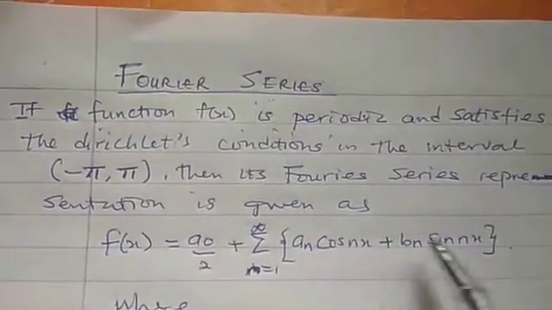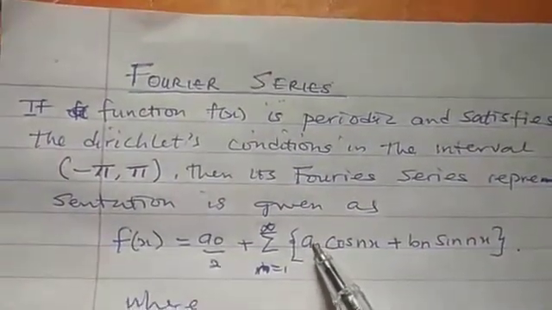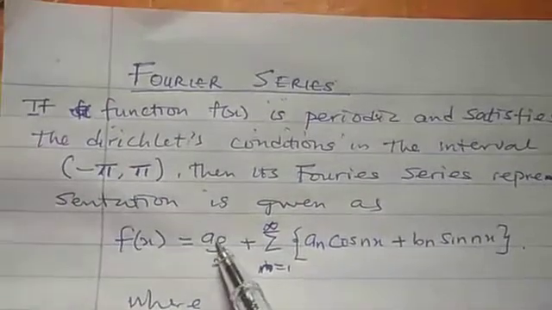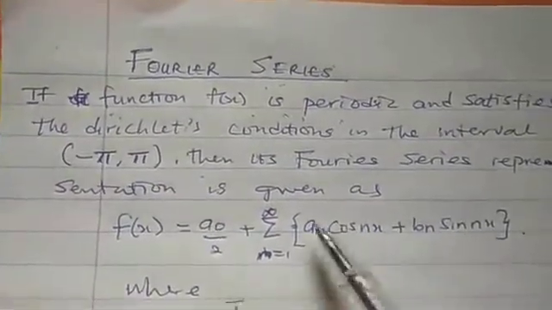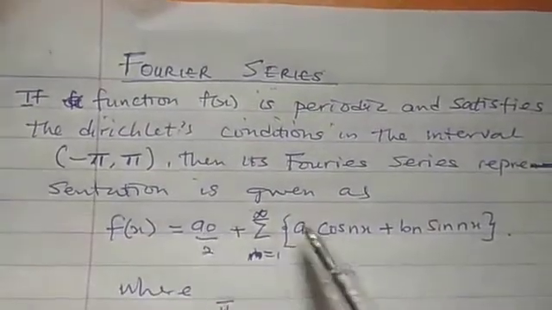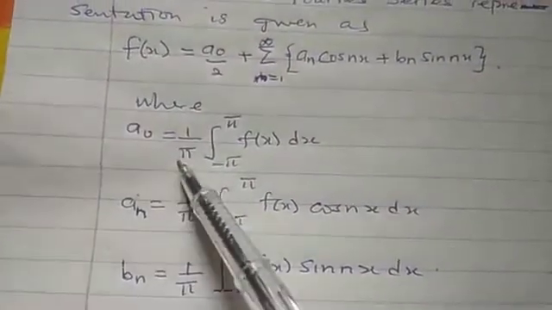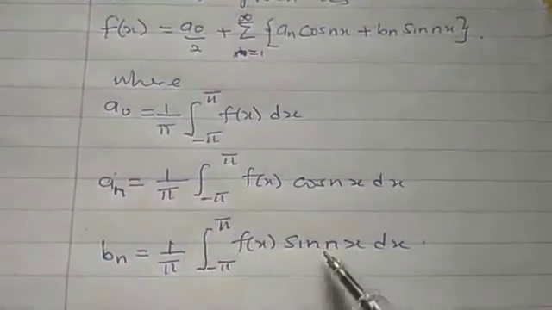You see, this a naught, an and bn, they are the coefficients of the series. They are the important ones which we must find. If we have found them, then we can substitute them. Those are the only three things we need. So the question now is, what are these three things? a naught, an, bn. A naught is 1 over pi, this is our an, and this is our bn.